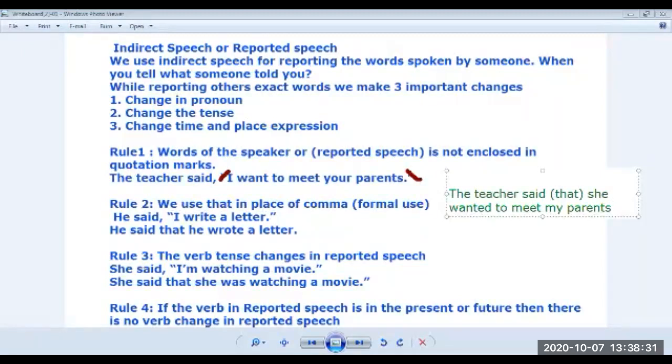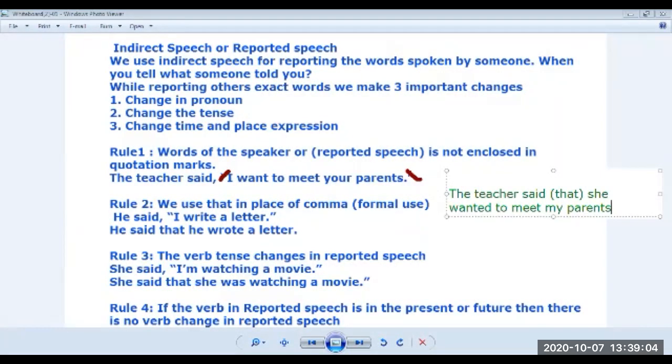So that is gone. Now what other change did we make? We removed the quotation mark. Now this became indirect speech. Why did it become indirect? Because these are not the actual words that I spoke. My actual words were, I want to meet your parents. Here the actual words have been changed. They have been modified to she wanted. You are telling someone what I told. So you made three changes.